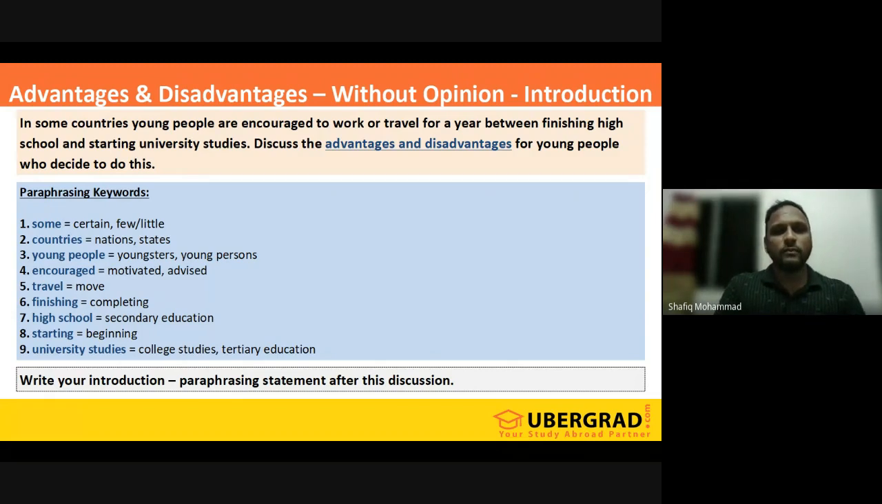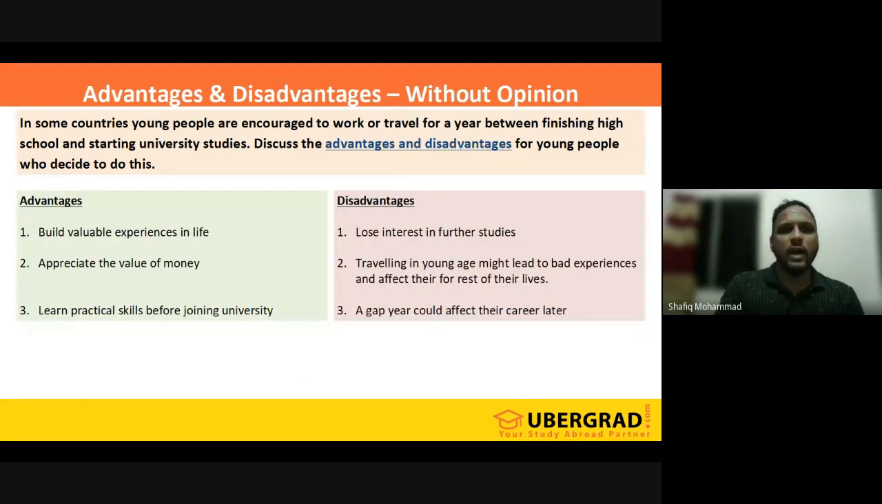So, there are some hints given here. What is the question, by the way? In some countries, young people are encouraged to work or travel for a year between finishing high school and starting university studies. Discuss the advantages and disadvantages for young people who decide to do this. He's not asking, do the advantages outweigh the disadvantages, what do you think about it? No. He's asking directly, discuss both things on the above given topic.